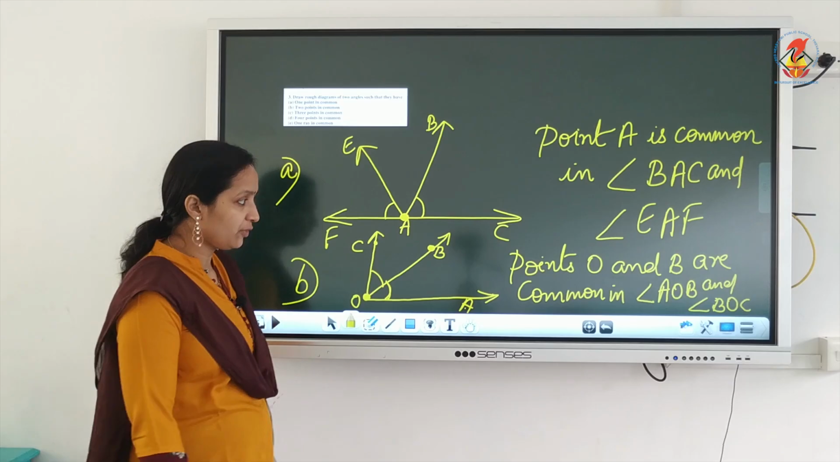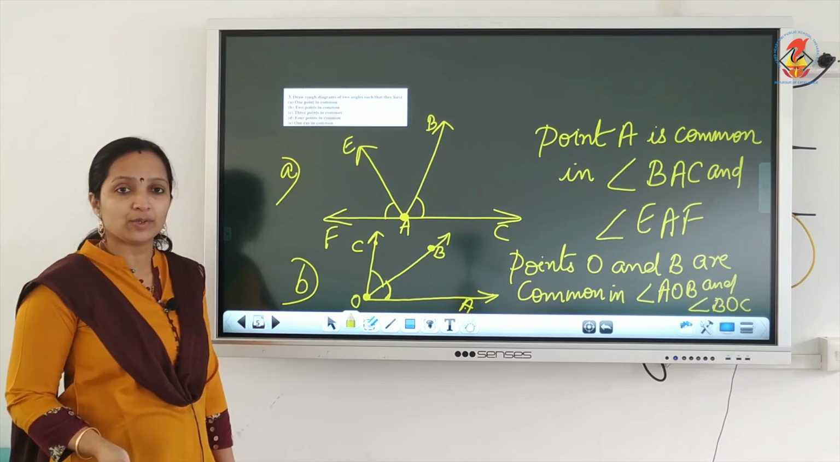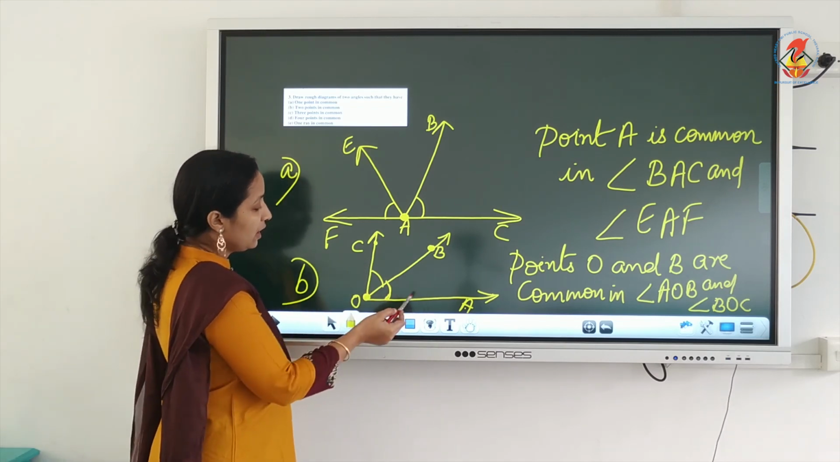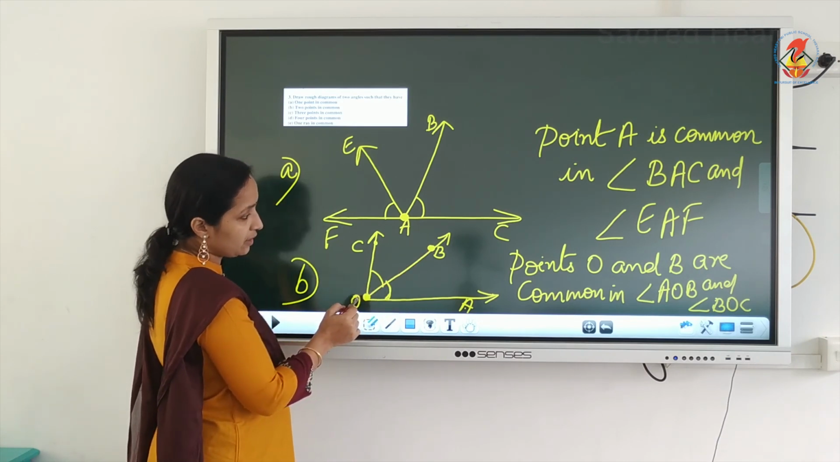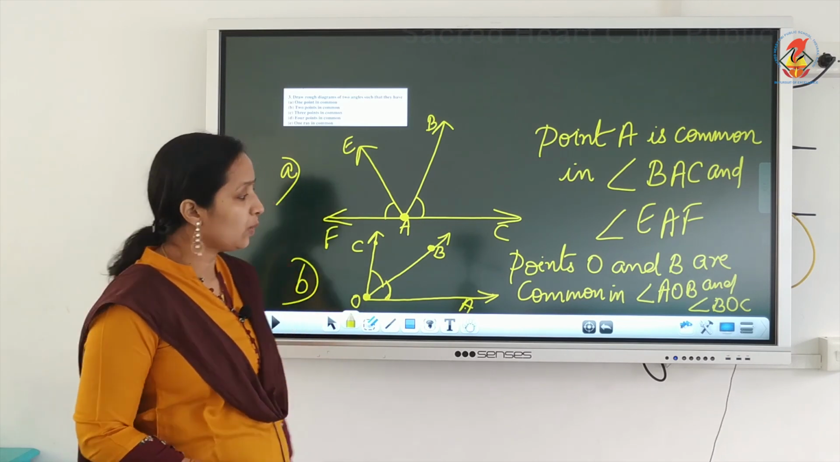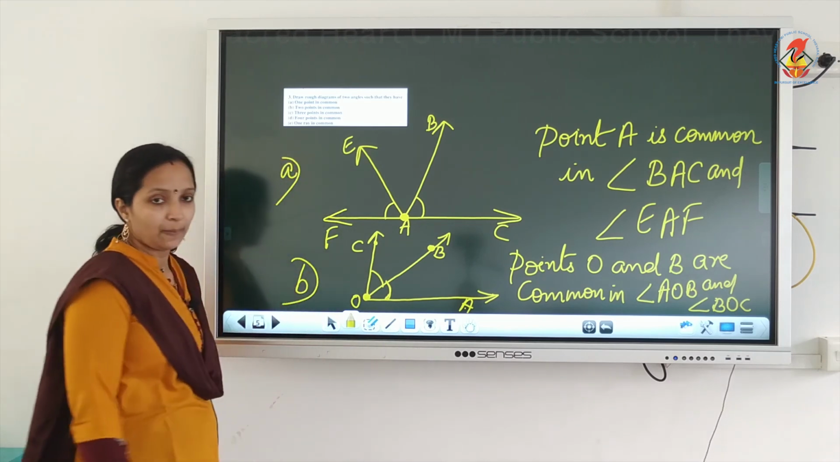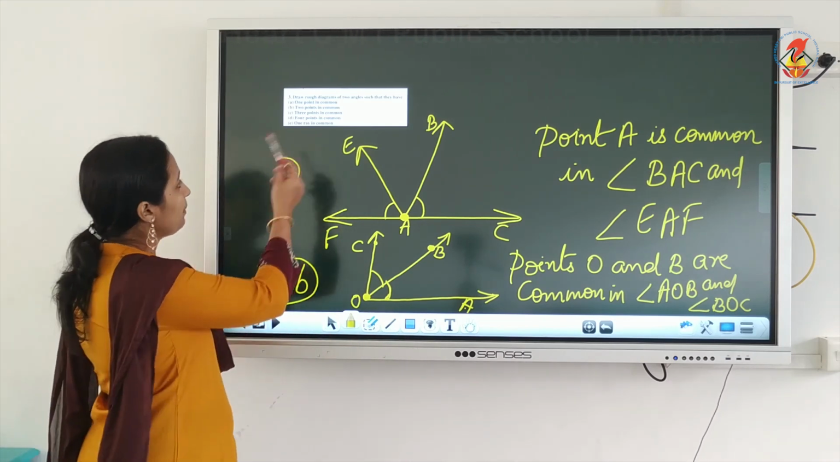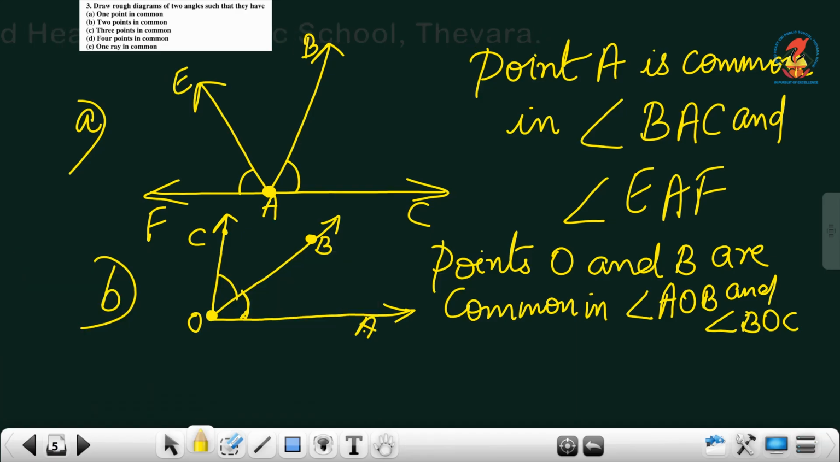You have to draw a rough diagram representing two angles and two points should be common. So how will we draw the figure? Like this way. You can see that angle AOB has points O and B, and angle BOC also has points O and B. So points O and B are common in angle AOB and angle BOC. Suppose the question is three points in common. Then you draw the same type of figure. If you draw the same type of figure, no problem.